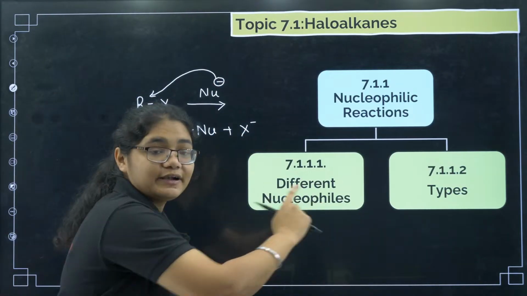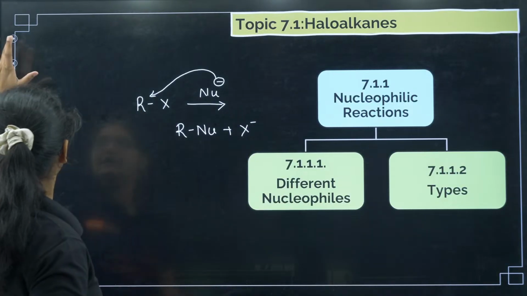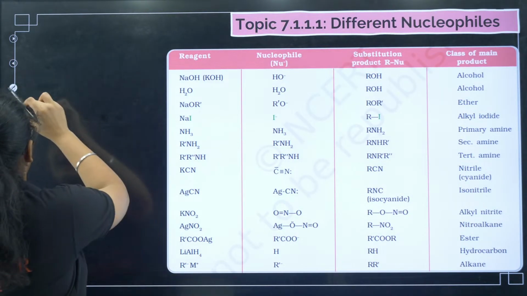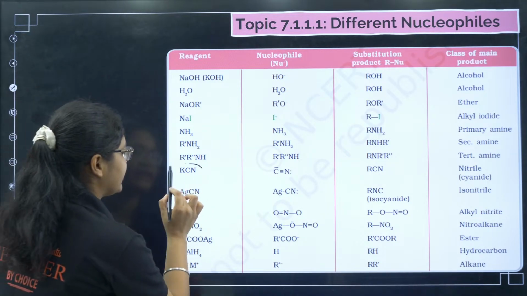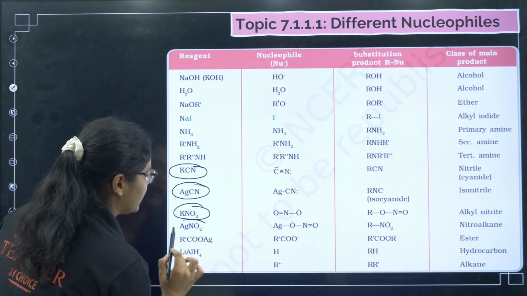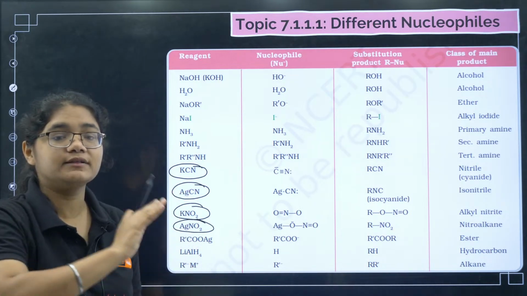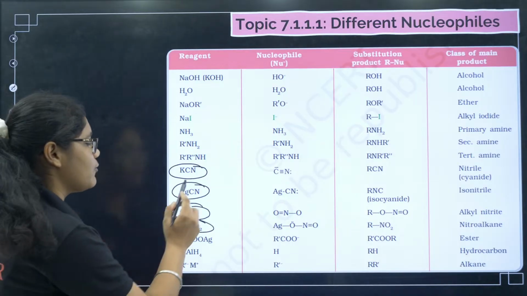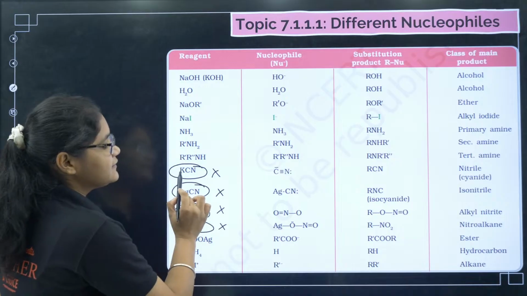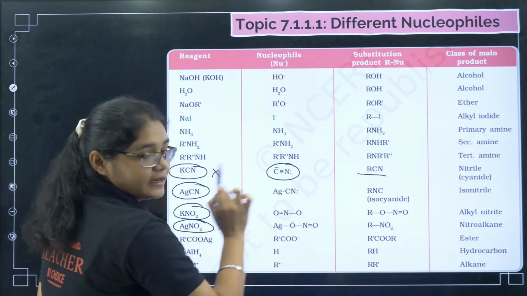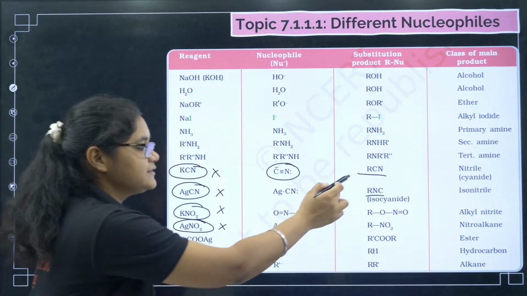Now, what are the different types of nucleophiles that you need to remember? Very, very important. There are two nucleophile pairs which are very important: KCN, AgCN, KNO2, AgNO2. Every year questions have been asked from this topic, so please be very careful here. Put a star mark in your book or note this down. KCN will give you RCN. AgCN will give you RNC, isocyanide, and this is cyanide.